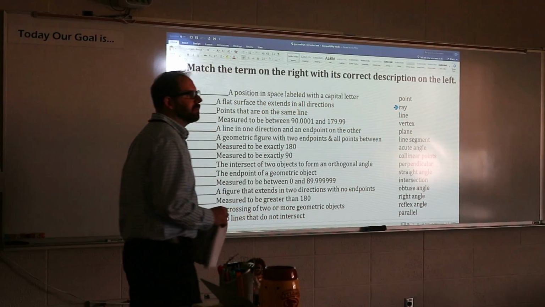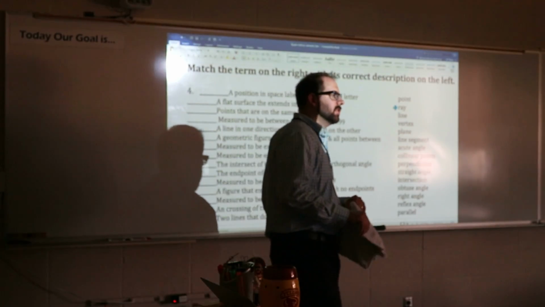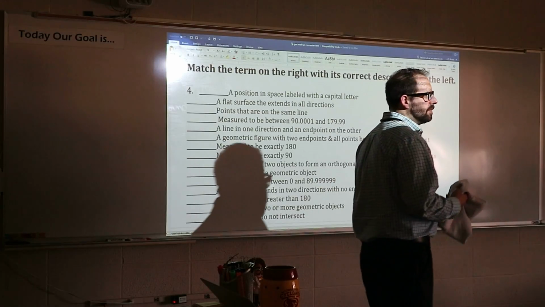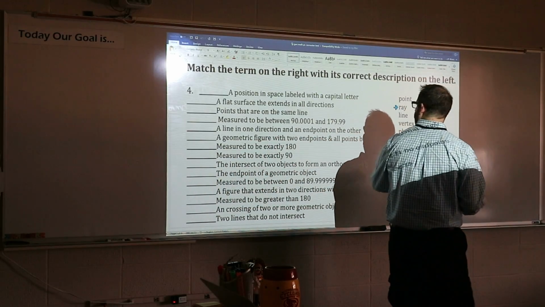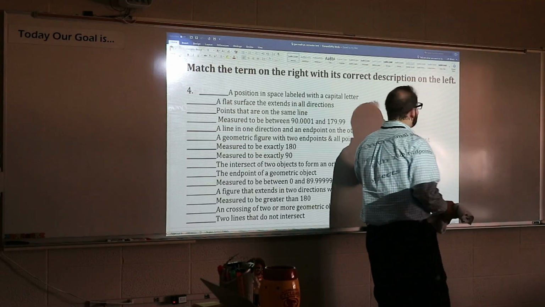Did you say the endpoint of a geometric figure? Nope. It is a line that goes in one direction and it has an endpoint on the other. A geometric figure. Okay, my knee is twitching.